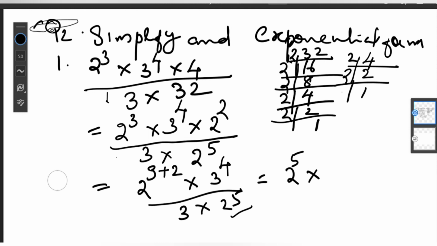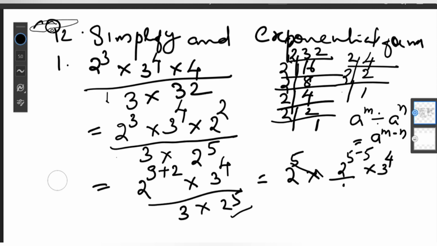Okay, one more 2 coming here means what will be the result? We have already studied that a to the power m divided by a to the power n is equal to a to the power m minus n. So 2 to the power 5 divided by 2 to the power 5 means 2 to the power 5 minus 5, into 3 to the power 4. This 3 we have to write upside.